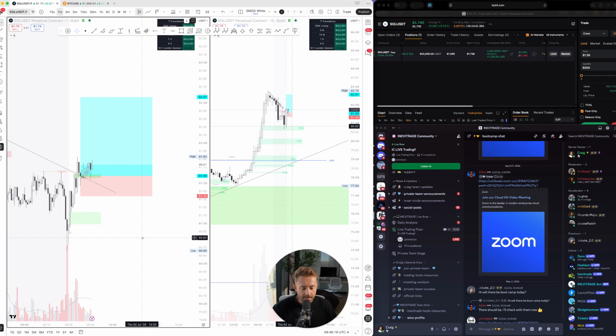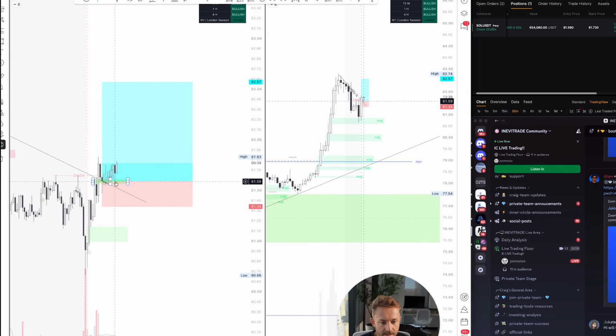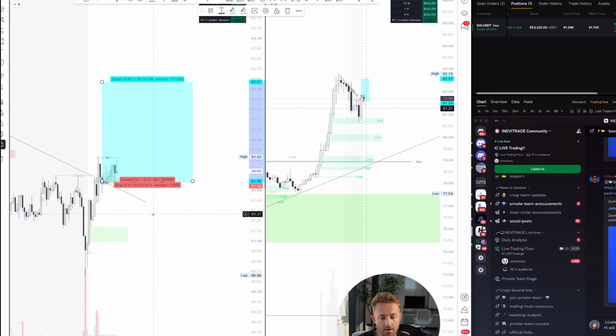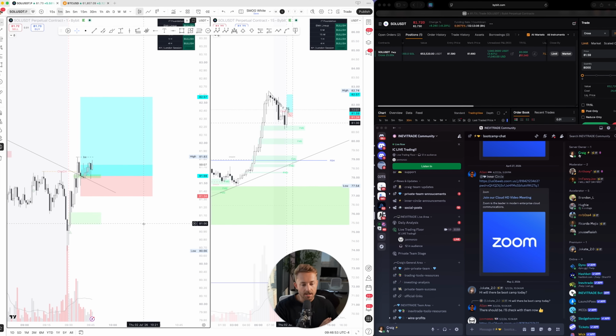All right, we're starting to take a nice move up now. We responded really nicely off of this area. What I'm doing now is waiting for price to close up above this level here. If that happens, what I'm going to do is try to reduce risk to break even, so it'll become a risk-free trade, but I'm not going to do that quite yet.